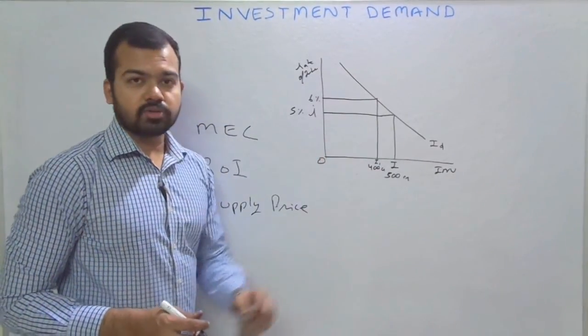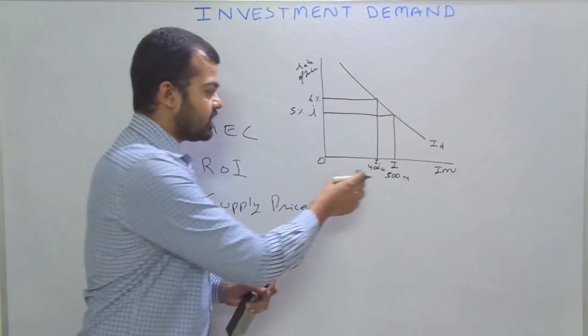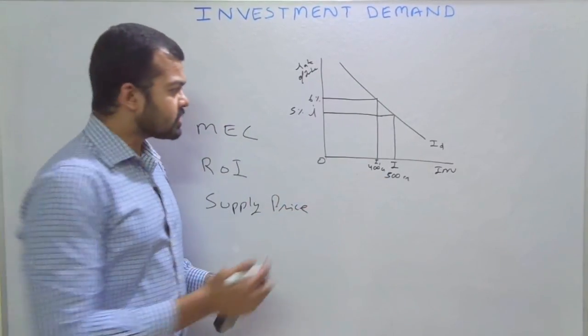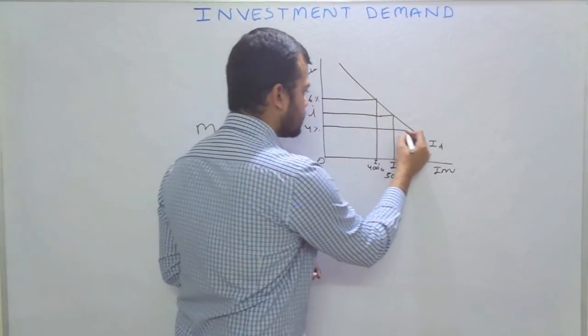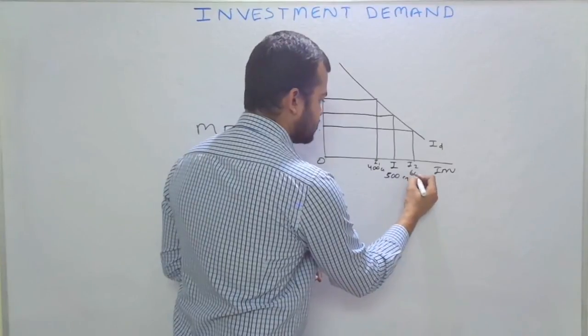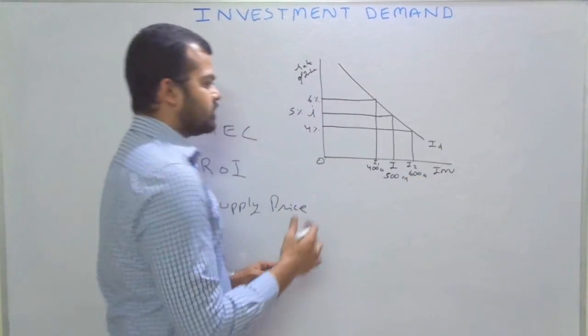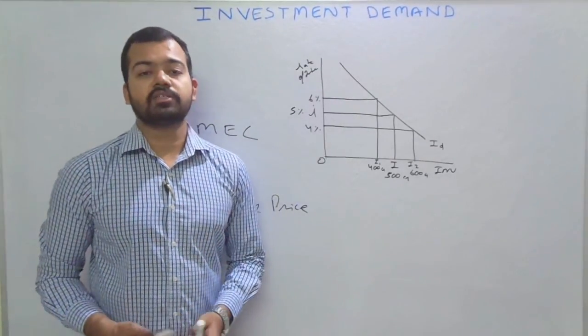So this shows the inverse relationship between the rate of interest and the investment. Consider the third case. If the rate of interest is 4%, your investment will increase. So I2, this is 600 crore. So this is the proof that investment and the rate of interest are inversely related.